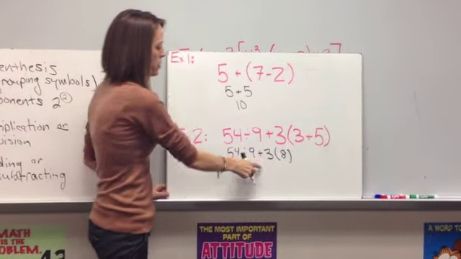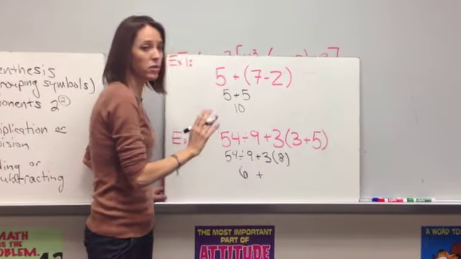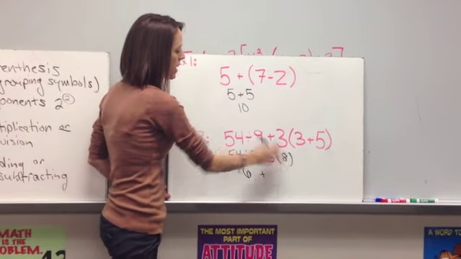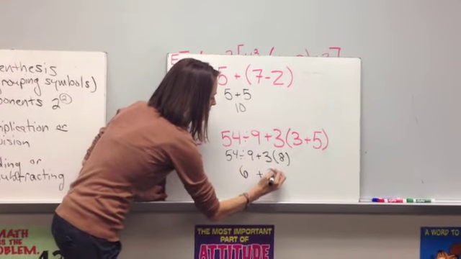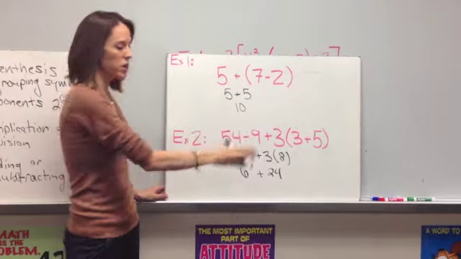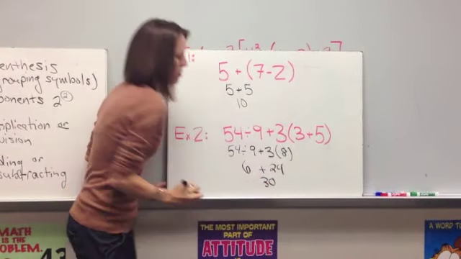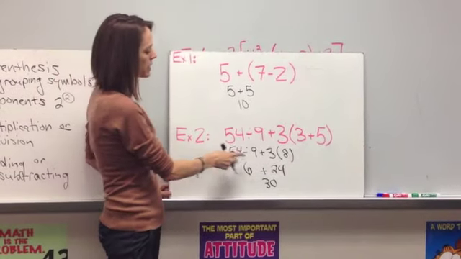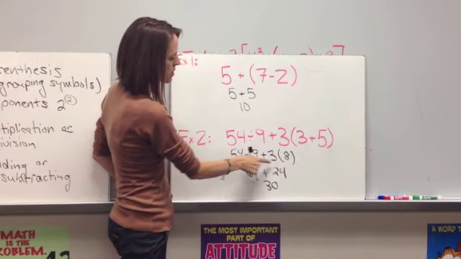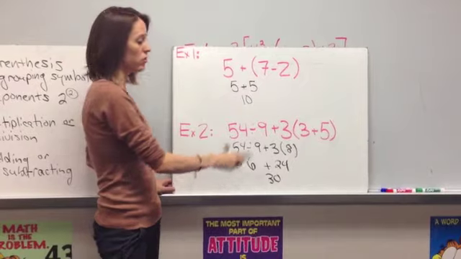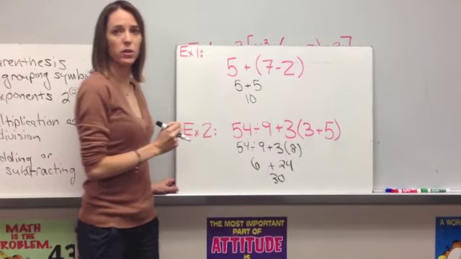6. Then you have your plus here. You're not going to do that yet. Then you have 3 times 8, which is 24. And you add 6 plus 24, and you should get 30. Okay, the most common mistake is going to be trying to add the 6 plus 3. You don't want to do that yet. You do all division and multiplication first.